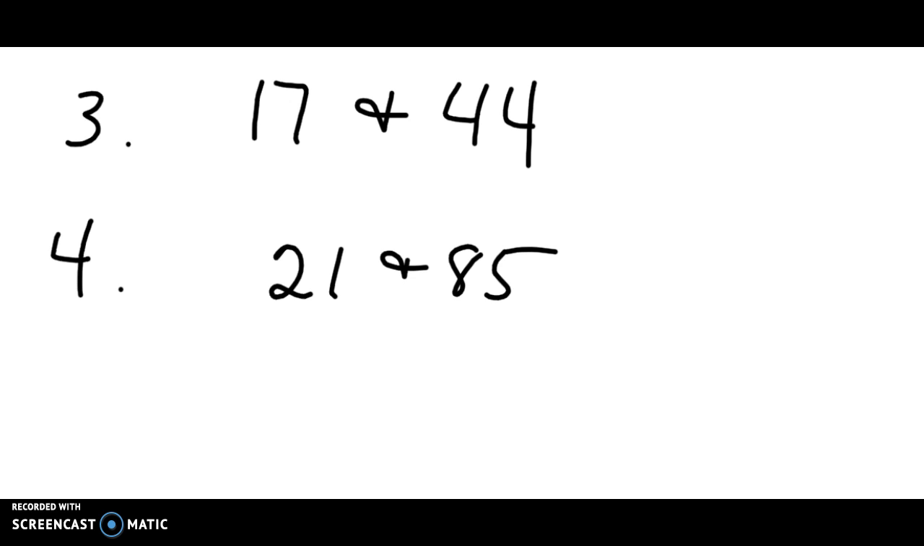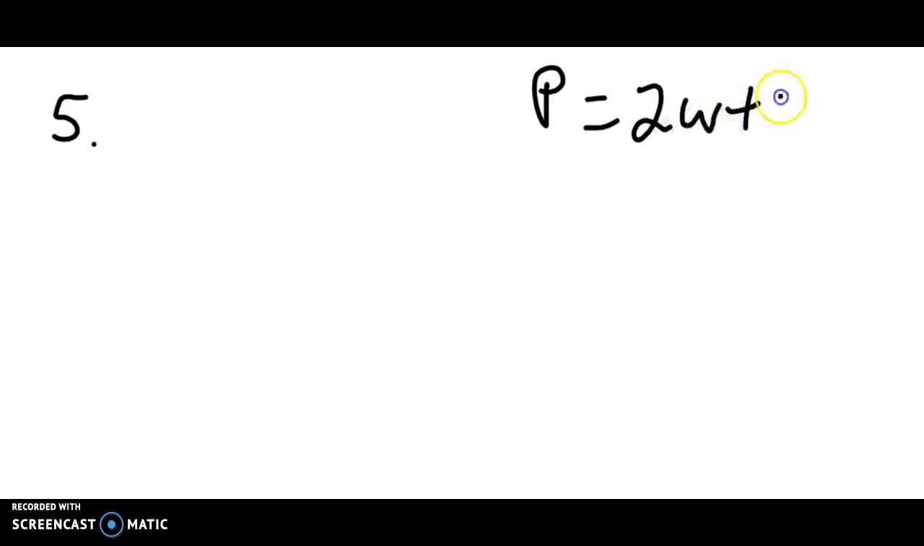Now we're going to go to the other side. We're going to work on number 5. These are a little different. And before we start this, remember this, 2 times the width plus 2 times the length, or sometimes they'll say 2 times the length plus 2 times the width. Okay, it doesn't matter which order I put those in. So this one's talking about the perimeter of rectangles.